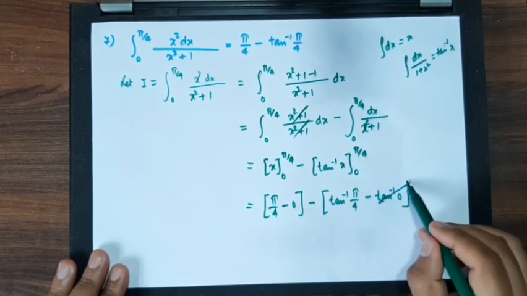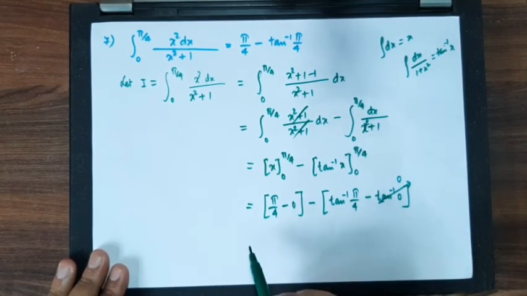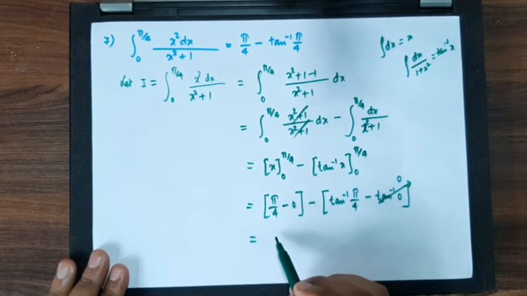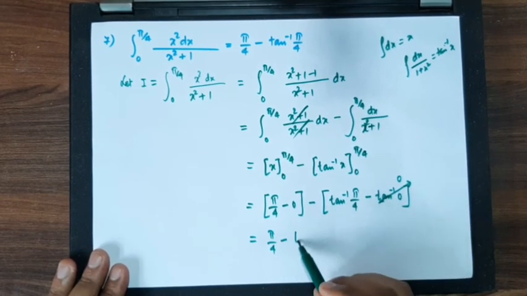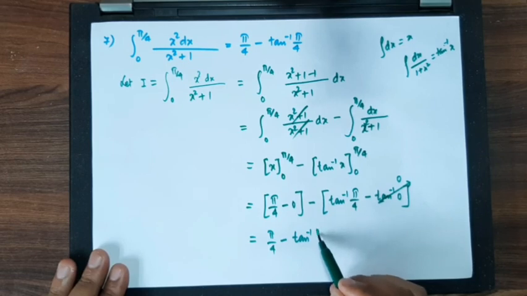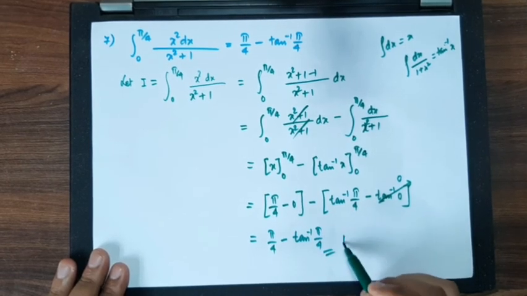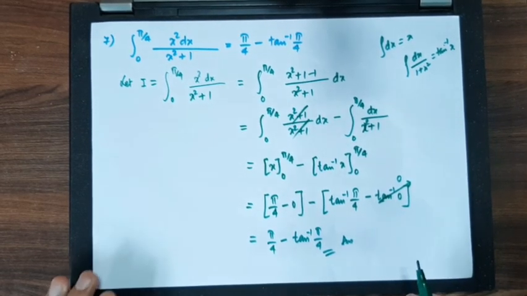Now we know that tan inverse 0 is 0. So we have pi by 4 minus 0 is pi by 4 itself, minus tan inverse pi by 4. So this will be my final answer. So pause the video to note down.